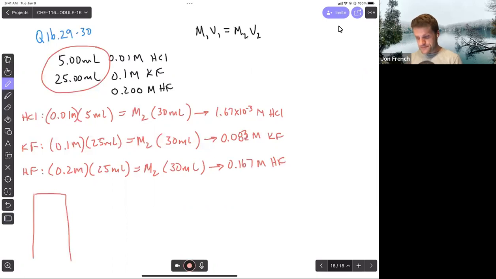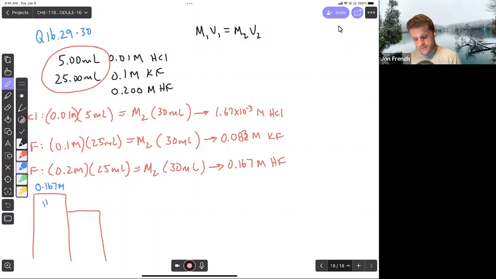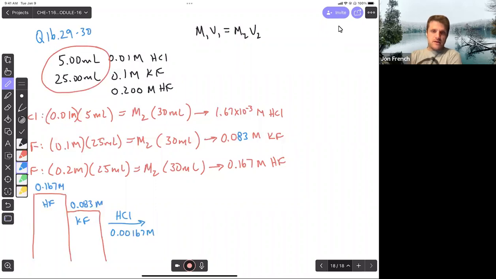Right, so now we can set up our little buffer table. For the acid, HF, I've got 0.167 molar HF, and 0.083 molar potassium fluoride, the conjugate base of HF. And then to that, I'm going to add the strong acid, HCl. And how much HCl? 0.00167 molar HCl.